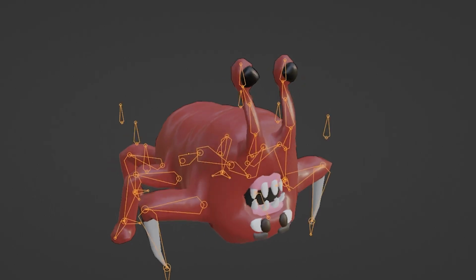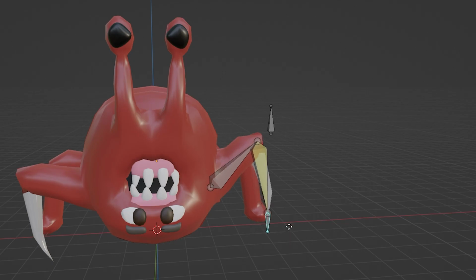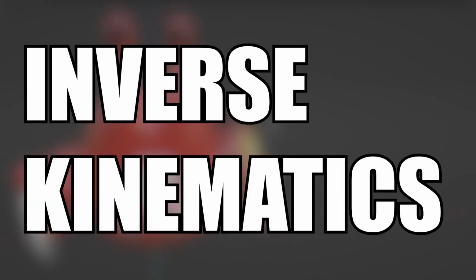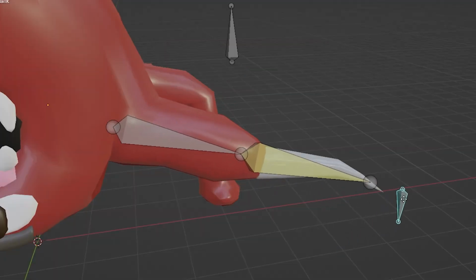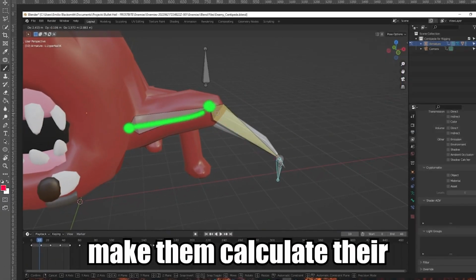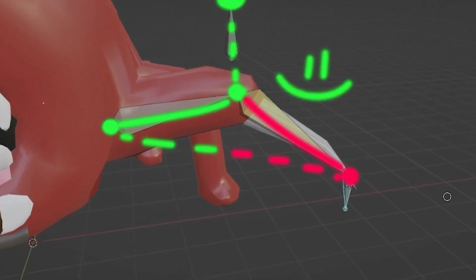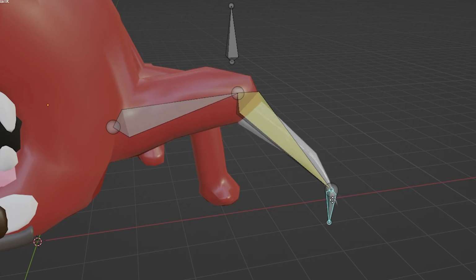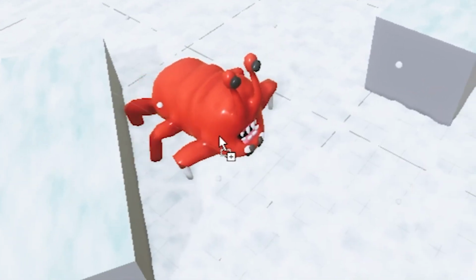After having bones, we can officially start animating, but something that I learned for this character is how to make IK, inverse kinematics. If you're interested in learning more about inverse kinematics, you can check the description for some resources that I gathered. The idea is to make connections between bones, making them calculate their position, rotation and direction according to the full chain. With that, you don't need to animate the whole arm bone by bone. I just did some fancy animations like last time in the whole timeline, and we can take it directly to Unity.